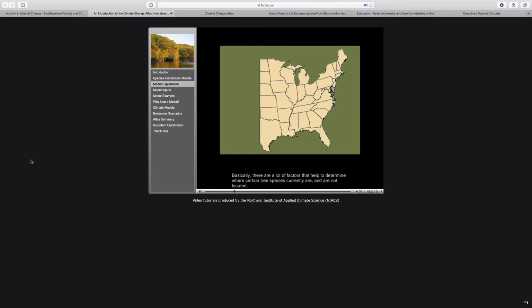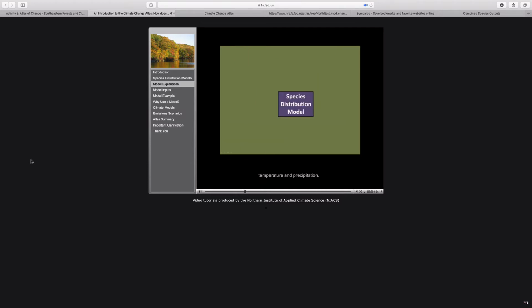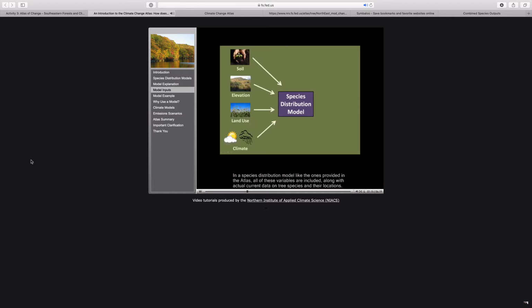Basically, there are a lot of factors that help to determine where certain tree species currently are and are not located. Some of these factors, or predictor variables, include soil characteristics, elevation, predominant land use for the area, and climate, for example, the area's average temperature and precipitation. In a species distribution model, like the ones provided in the atlas, all of these variables are included, along with actual current data on tree species and their locations.